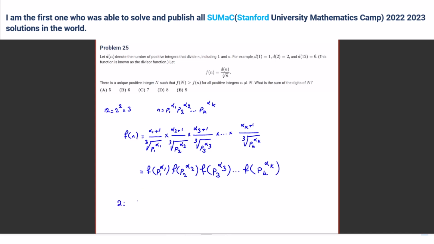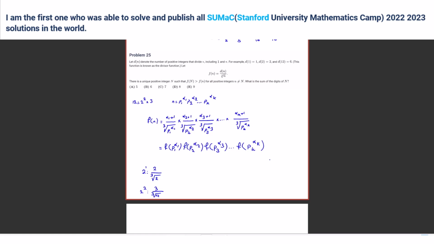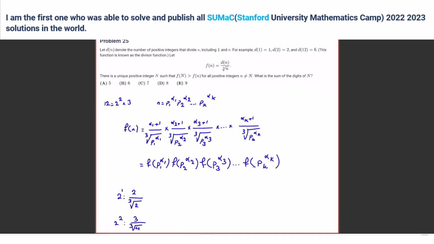For example, for 2, if you answer 2 to the 1, it would be what? 2 over the cube root of 2. If you answer 2 squared, it would be 3 over the cube root of 4. So for 2, you should find what the maximum is. For 3, what is the maximum? For 5, what is the maximum? Probably after some prime, it's better not to use them, right? And you can find it. Want more hint or is that enough? That's enough. Okay.